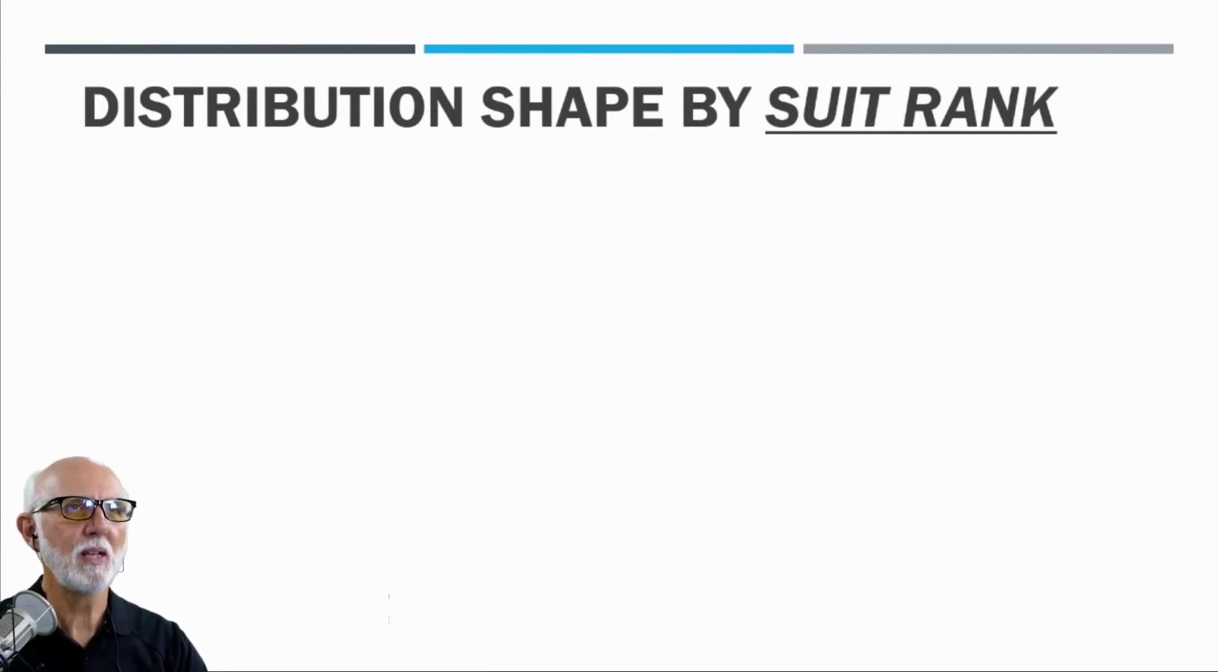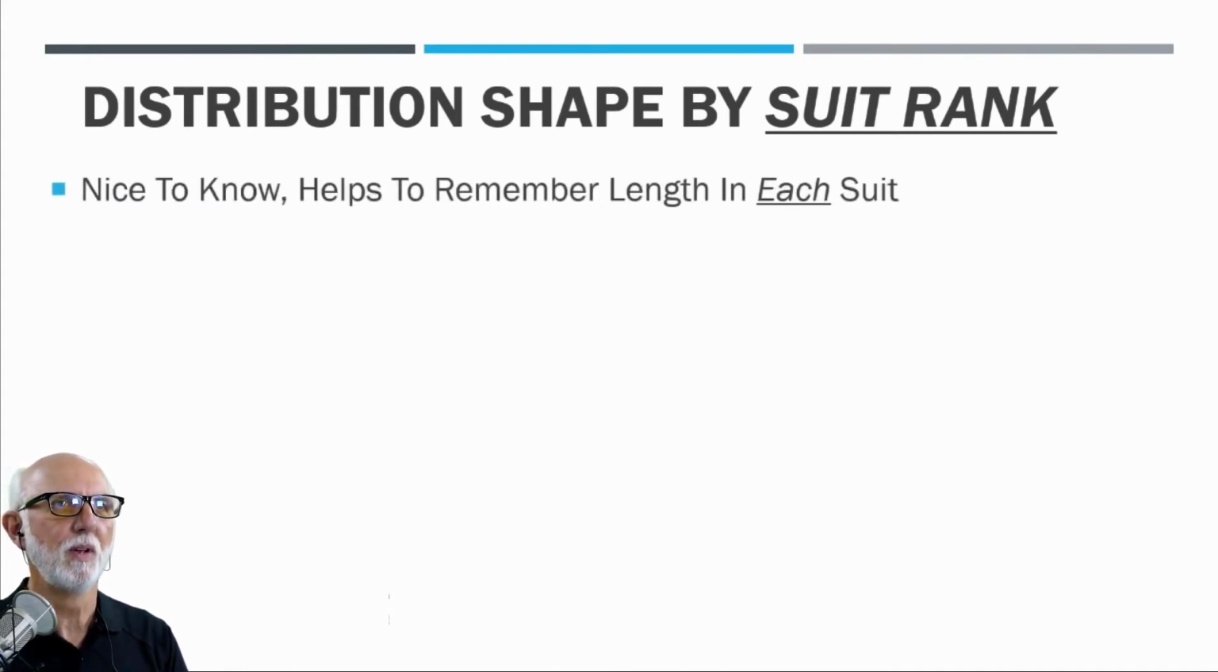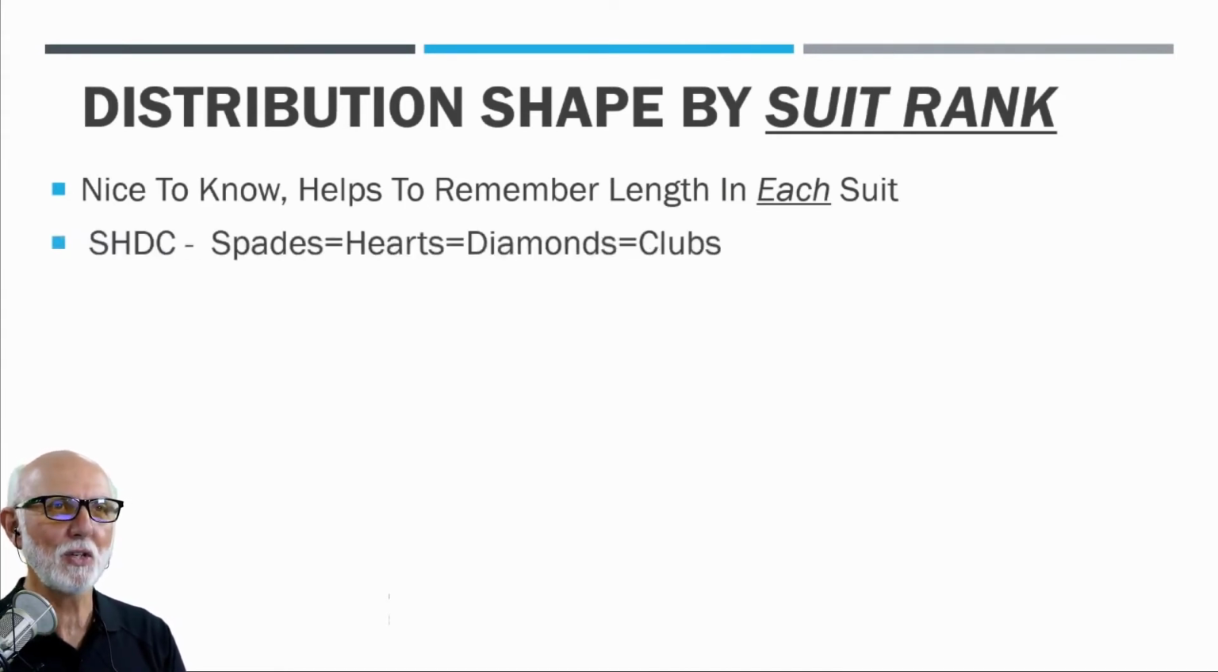Okay, so let's take a look at distribution, this time by suit rank. So rather than just a 4-4-3-2 or 5-3-3-2 from longest length to shortest length, this time we're going to take a look by a specific suit. Sometimes it's nice to know about the suit length in each suit. Not that you're going to remember all of them, but if you can remember trump, or maybe trump and one other that looks like it's a project suit, good to know.